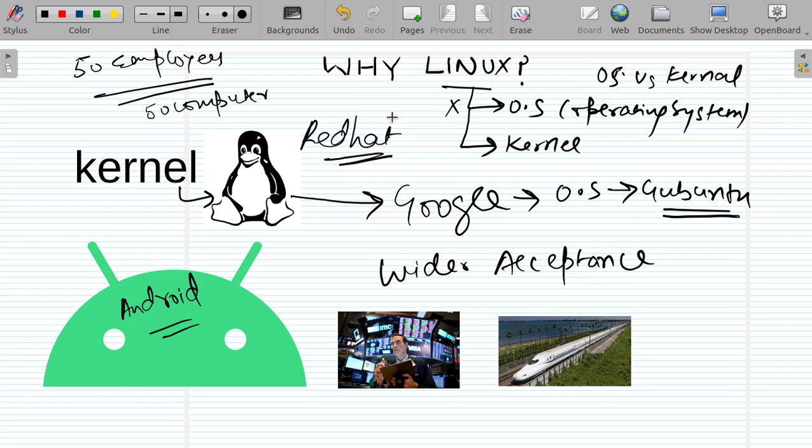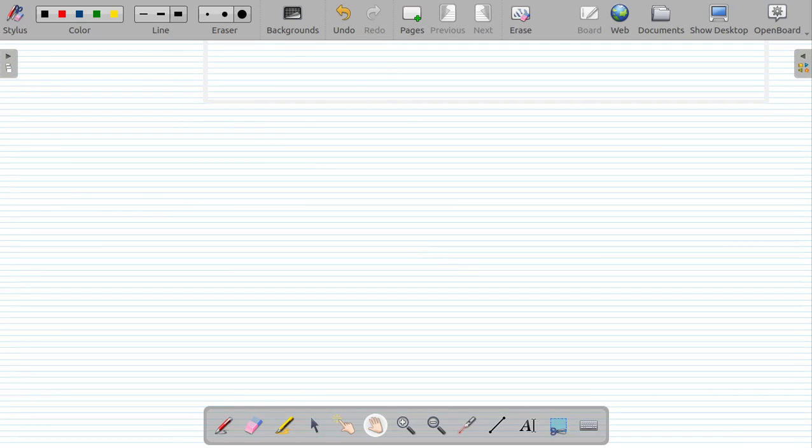So after seeing all these points on why you should learn Linux, there are some other important points we shall also look into. So let's jump into those points. Let's consider an example.